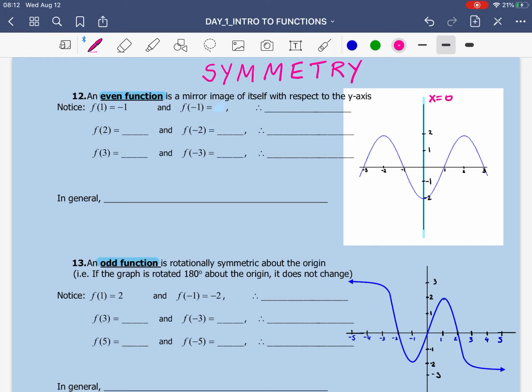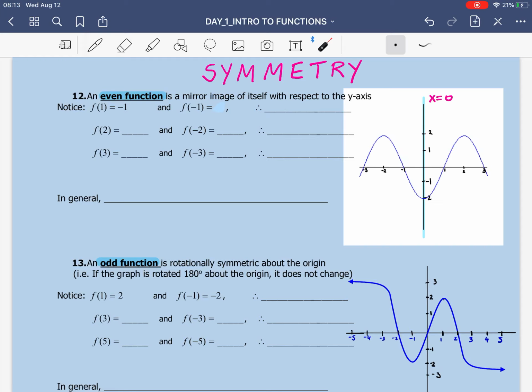Now, what happens in such graphs? As you see, if you folded the graph or the paper, if this was to be on a piece of paper, along the y-axis, you will see that the two halves or the two parts of the graph will overlap. So they will become one. From the algebraic point of view, we're going to say that the values of y on opposite sides of the y-axis, which means opposite x values, will be the same.